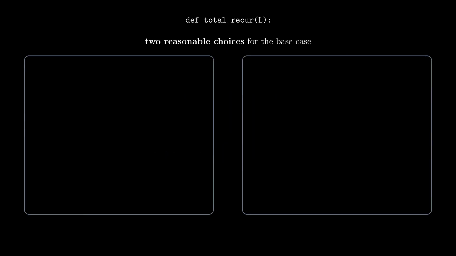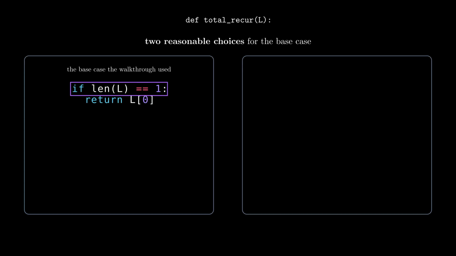First the base case, and there are two reasonable choices. The hand walkthrough stopped at a list of length 1. When the length of L is 1, picture the list holding just 50, no recursion is needed, and we return L at index 0, the 50. That is the sum. The shipped code uses the other choice, an even simpler base case.